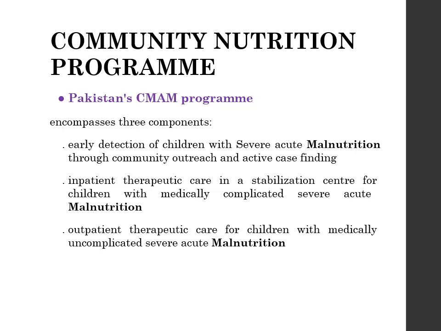Pakistan Community Management of Acute Malnutrition Program encompasses three components. First is early detection of children with severe acute malnutrition through community outreach and active case finding. Then the second one involves inpatient therapeutic care in a stabilization center for children with medically complicated severe acute malnutrition. The third and the last is outpatient therapeutic care for children with medically uncomplicated severe malnutrition.